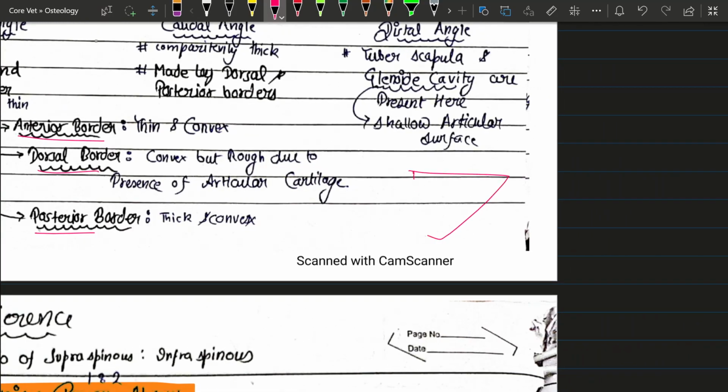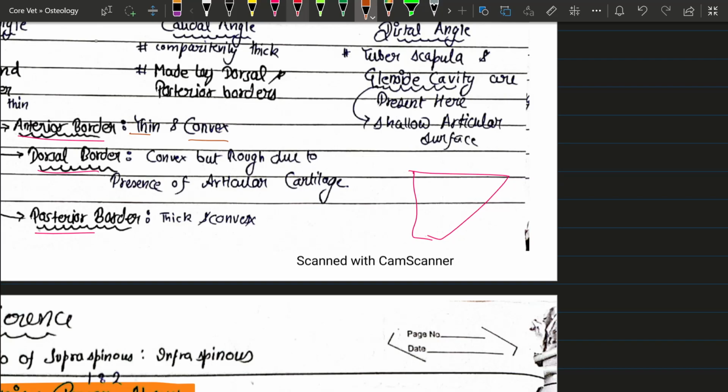Consider this to be the scapular bone. So the anterior border will be the one which is facing what? The cranial side. The border which is facing the cranial side will be the anterior border. This border is convex in shape and quite thin.